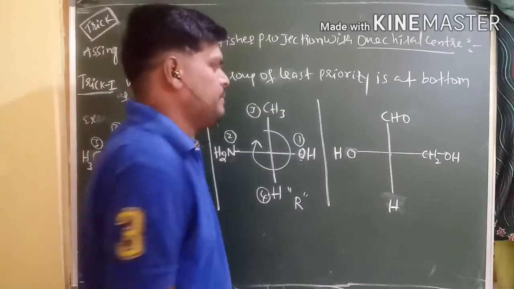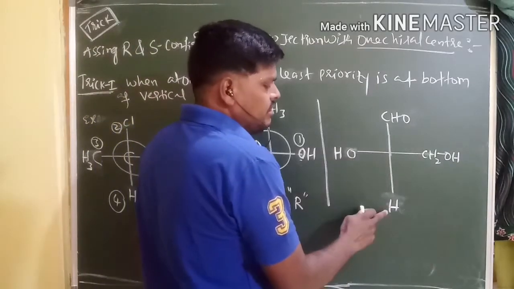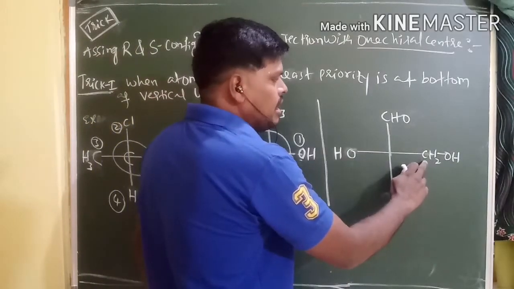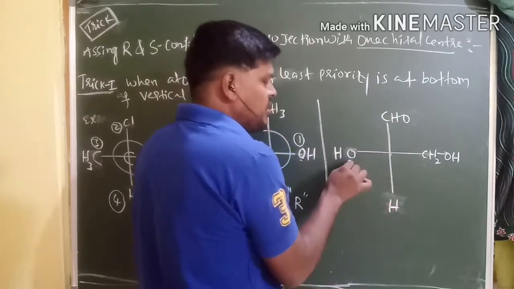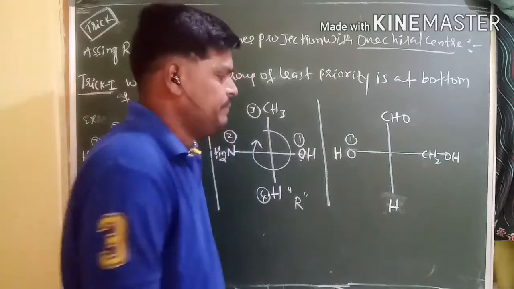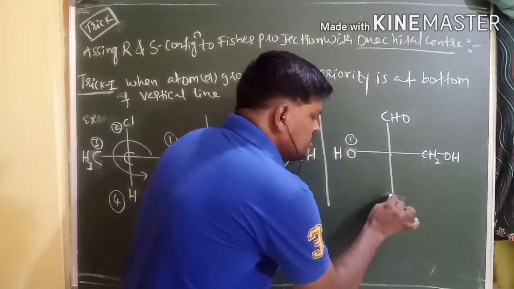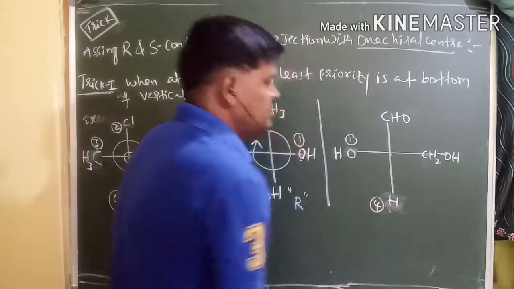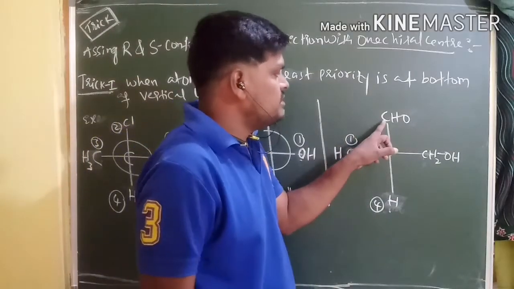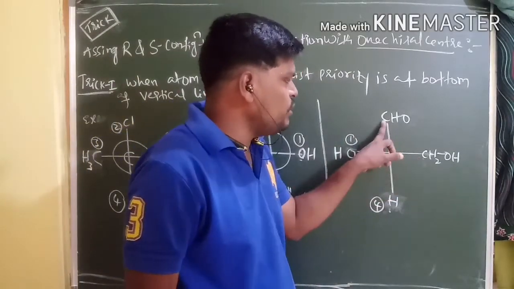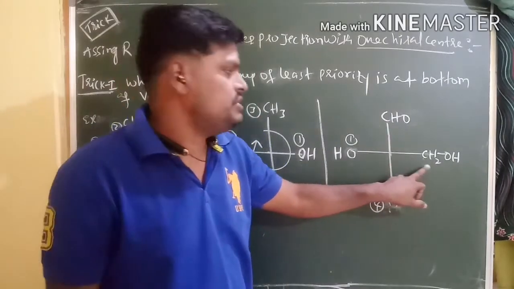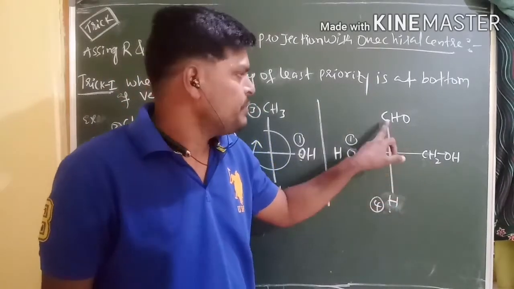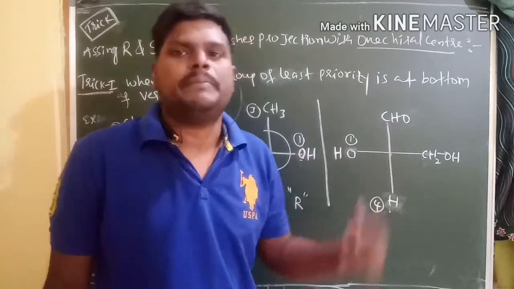Now coming to this molecule. Here what is the central atom, sir? Oxygen. Hydrogen. Here what is the central atom, sir? Carbon. And here also carbon. Of course, carbon, hydrogen and oxygen. So oxygen is more priority. And of course hydrogen is the least priority in this situation. But here the central atom is carbon, sir. In this group the central atom is carbon. In this group the central atom is carbon. CH2OH, central atom is carbon. CHO, central atom is carbon.